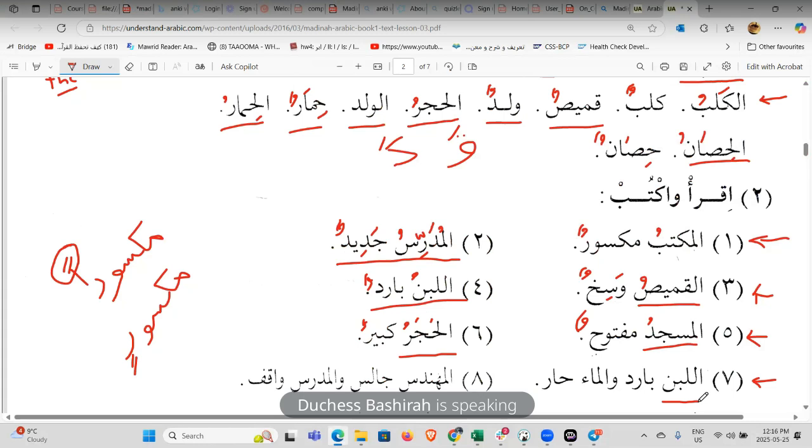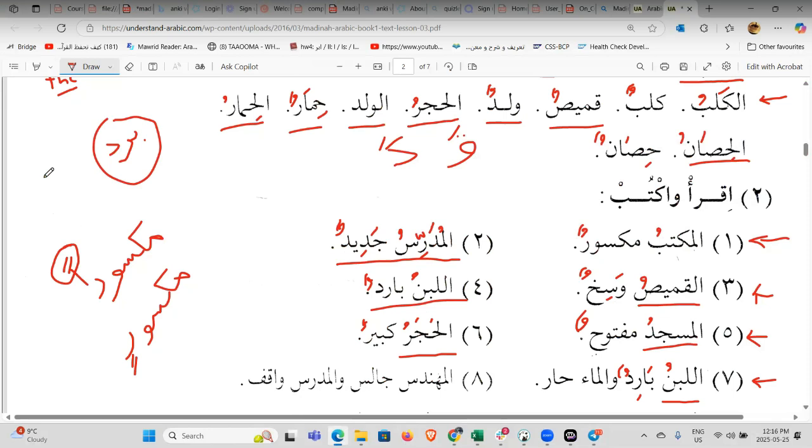اللبن بارد. So this would be baridun. بارد. So the word you mentioned is burud. برد. Burud means cold, like the weather. So burud is a noun, like the cold weather or coldness. But barid is an adjective, so it means cold.